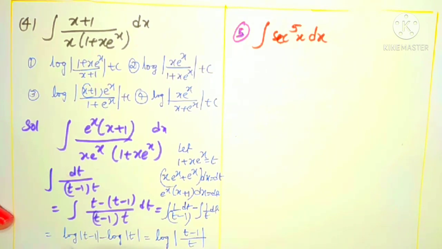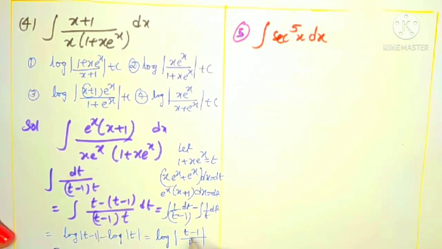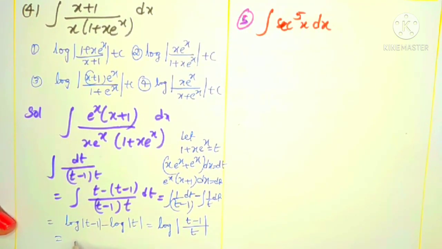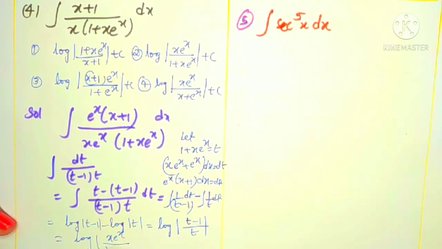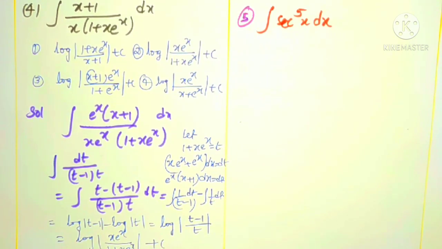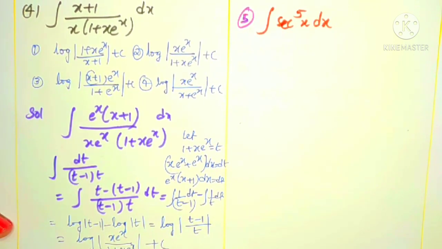Okay, what is t minus 1? t minus 1 is x e^x. Now we can replace t minus 1 with x e^x, that is log of modulus x e^x, right? And t is 1 plus x e^x. Now you can concentrate on c. There is no need to worry about this c in the case of objective questions, because c is available in the solution only, right? That is the integral constant, no need to worry about that one.